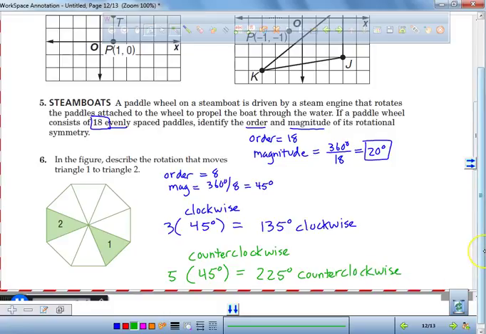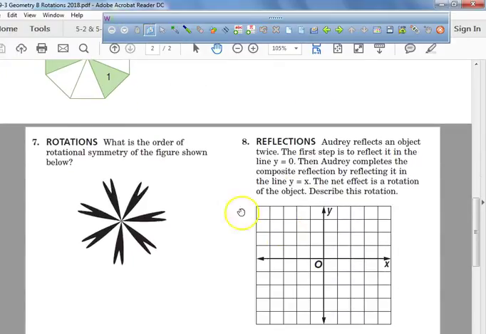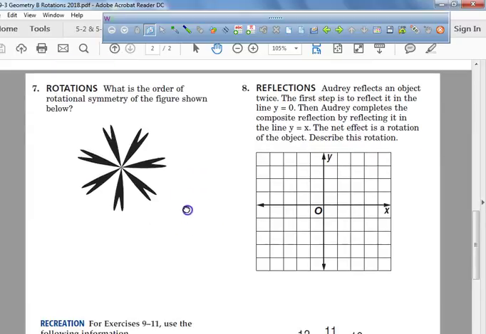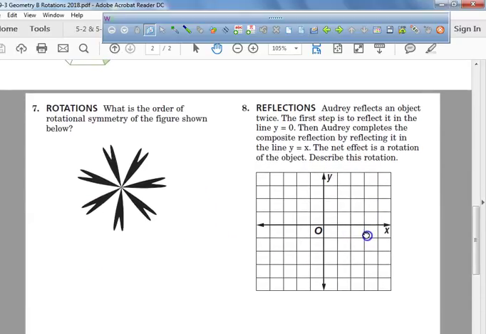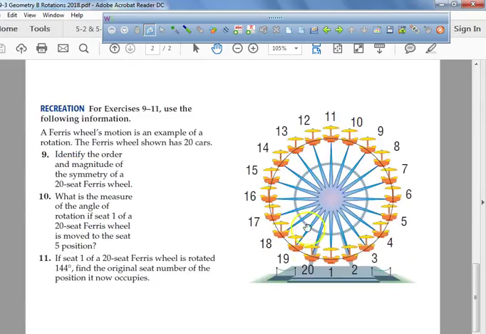Okay, everybody, we only have one more problem, and the rest of the assignment you're responsible for on your own. Because what have I already defined? I've defined order and magnitude. So I am skipping problem number 7 because it says what is the order. So guess what? You don't have to. It's pretty easy. But right now we are going to do problem number 8 because problems 9, 10, and 11 are dealing with what? Order and magnitude, which we just covered.